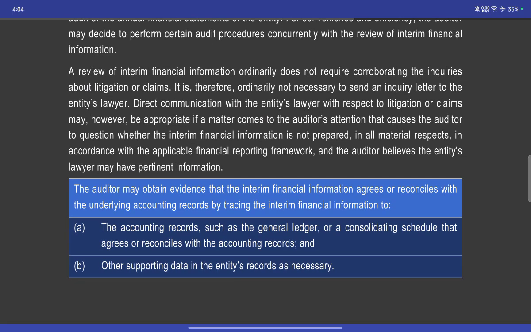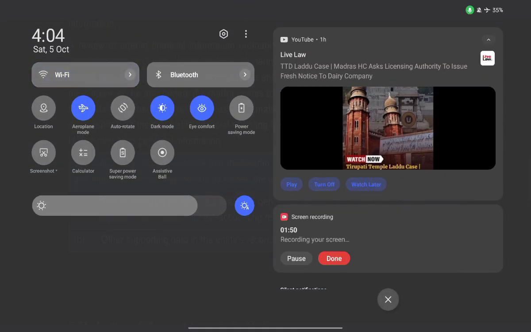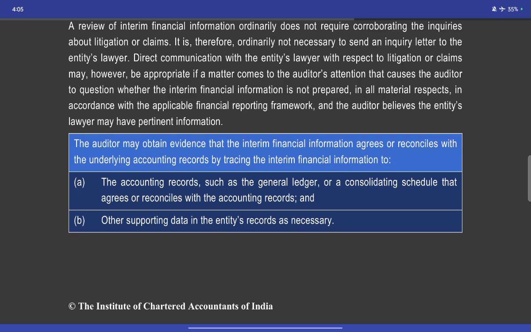The inquiry supports litigation and claims. It is ordinarily not necessary to send an inquiry letter to the entity's lawyer. Direct communication with the entity's lawyer with respect to litigation and claims may be appropriate, however, if a matter comes to the auditor's attention that causes the auditor to consider whether the interim financial information is not prepared, in all material respects, in accordance with the applicable financial reporting framework.